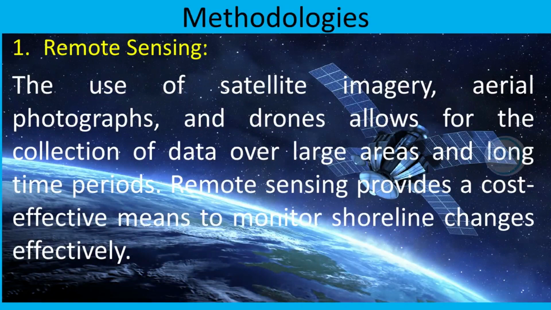The first one is remote sensing. The use of remote sensing imagery, aerial photograph, and drones allow for the collection of data over large area and long time period. Remote sensing provides a cost-effective means to monitor shoreline changes effectively. We cannot be on site to monitor every coastline, but with the use of remote sensing, even coastlines that are not accessible, we can still monitor it. And also, it provides cost-effective means of monitoring shoreline.